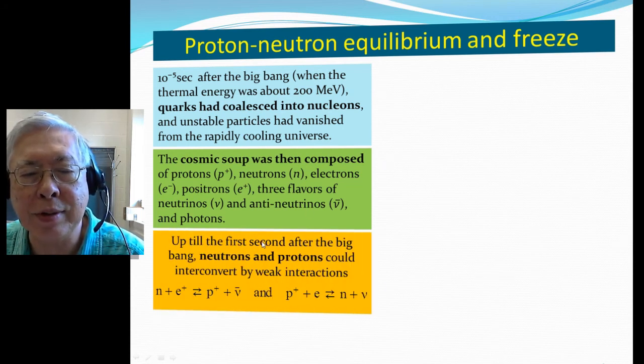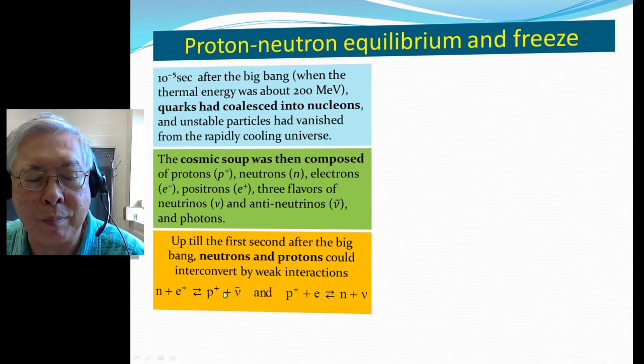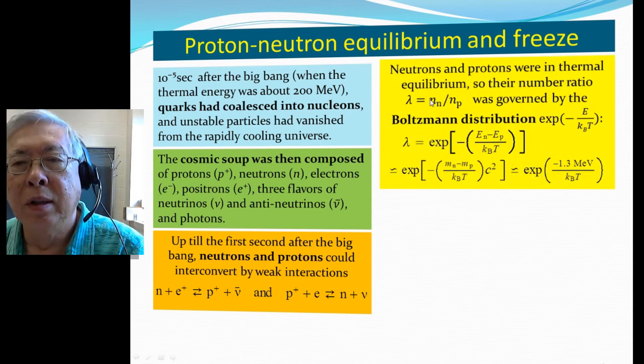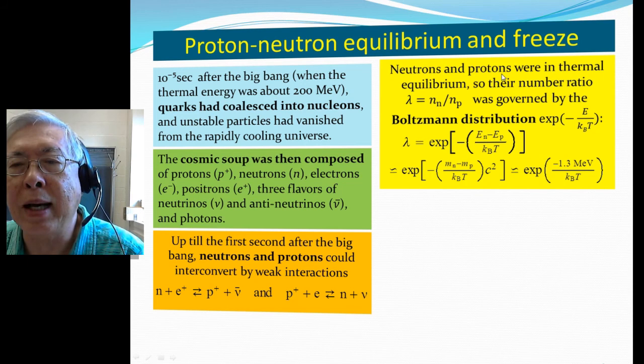Up until the first second after the Big Bang, neutrons and protons could interconvert by weak interactions. For example, a neutron taking a positron can become a proton plus an antineutrino, or backwards. An antineutrino interacting with a proton can produce a neutron and a positron. The same way, this reaction also. So neutrons and protons are in thermal equilibrium.